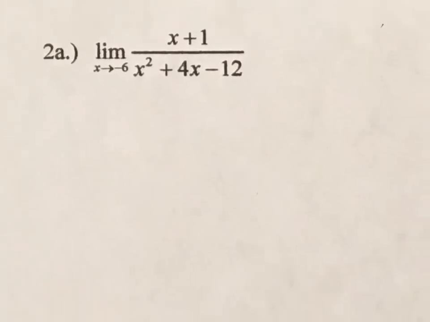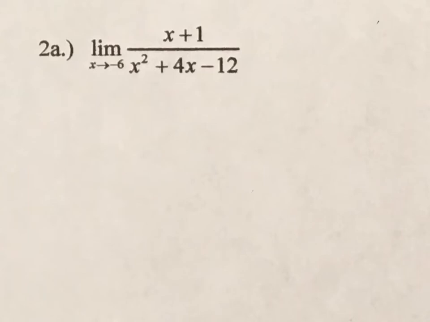Sorry about that. If I tried to put negative 6 in for x in this denominator, let's see what would happen. Negative 6 squared is 36. We'd have 36 and then minus 24 minus 12. So you'll notice that that denominator would 0 out. So direct substitution is not going to work. So we might want to try factoring.